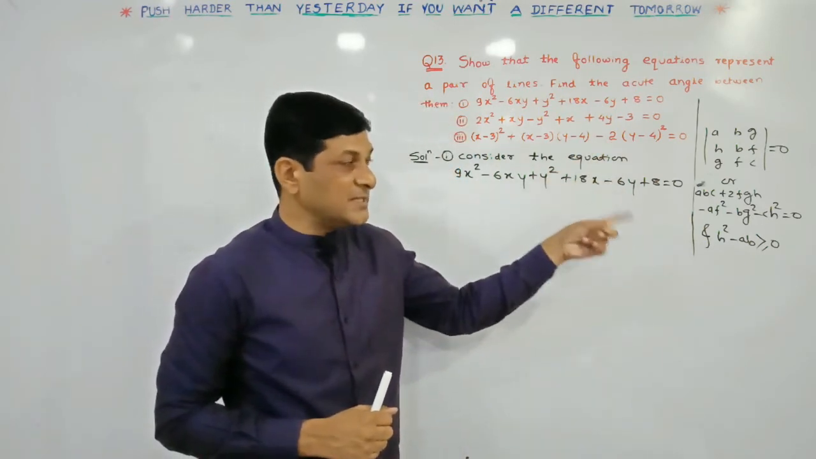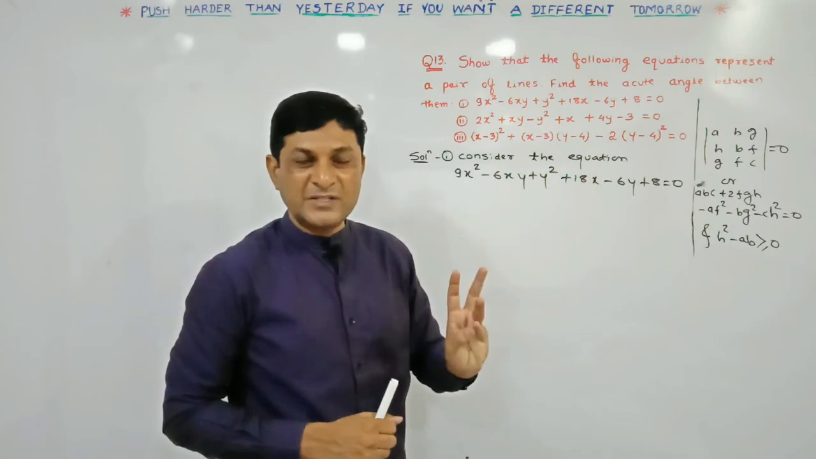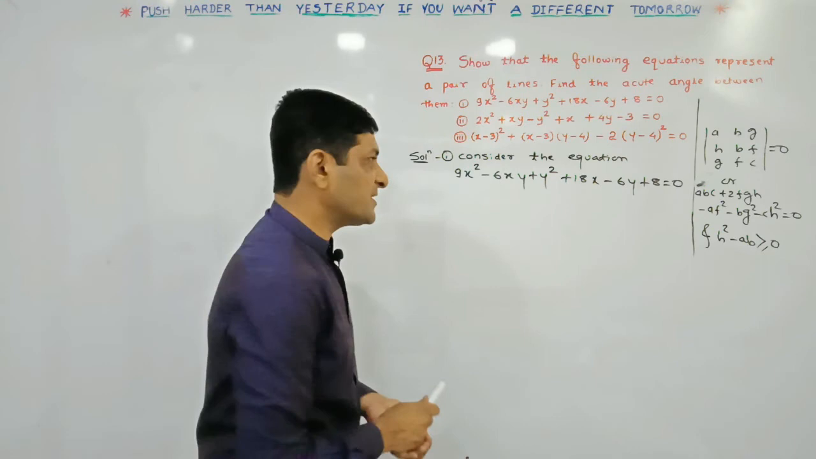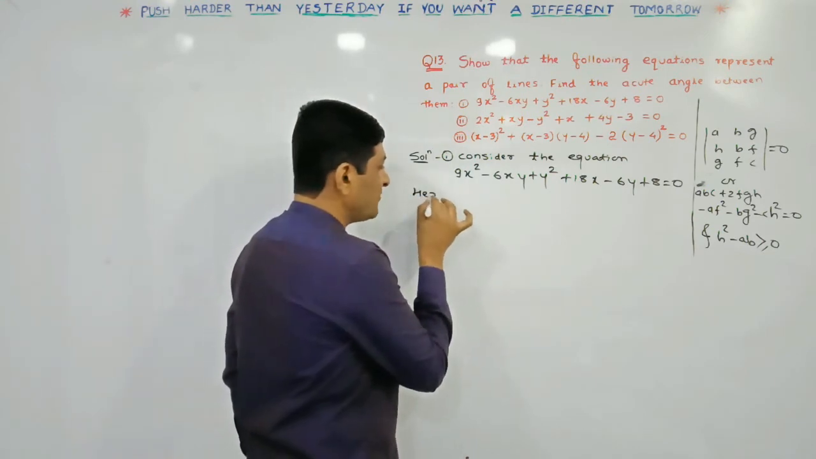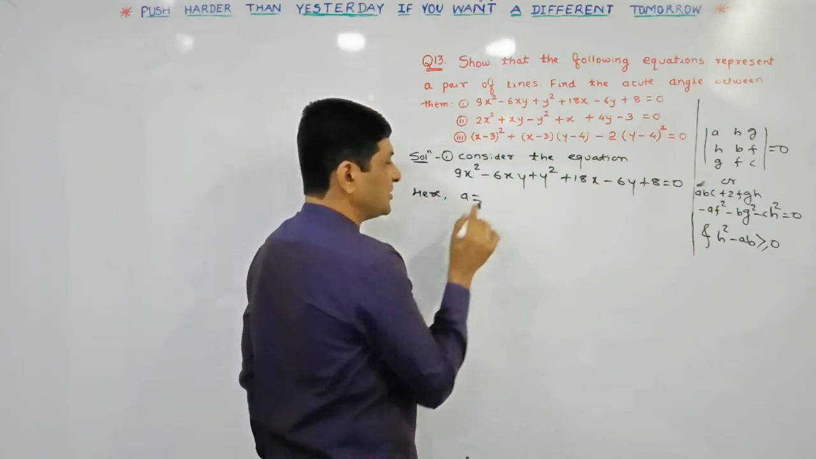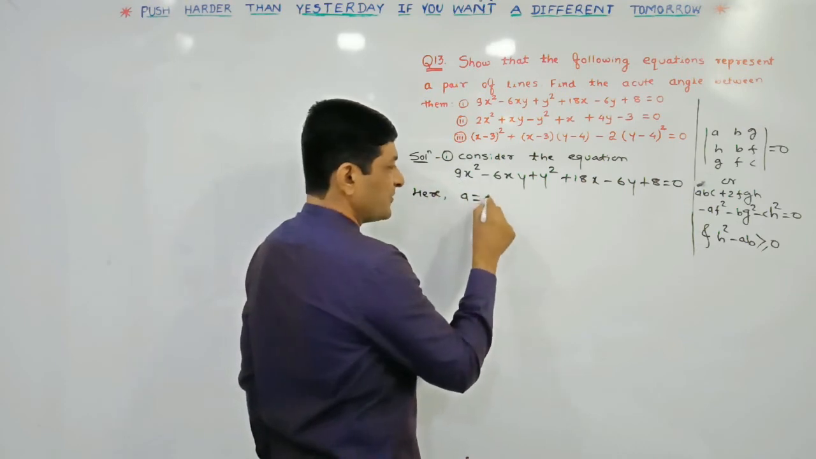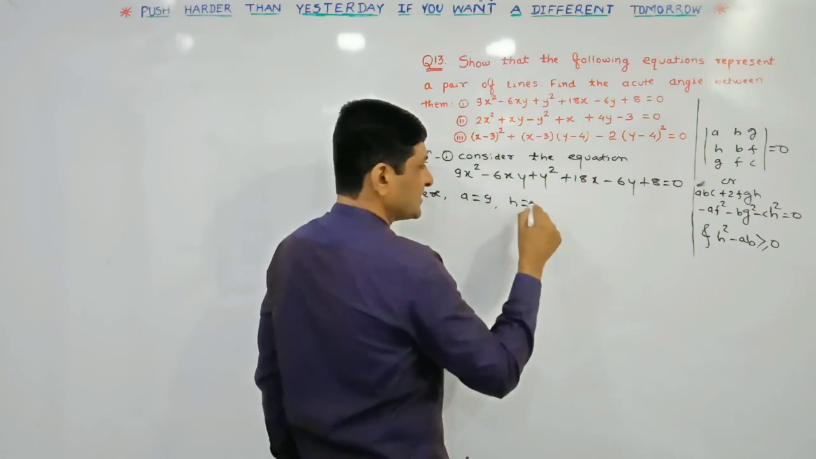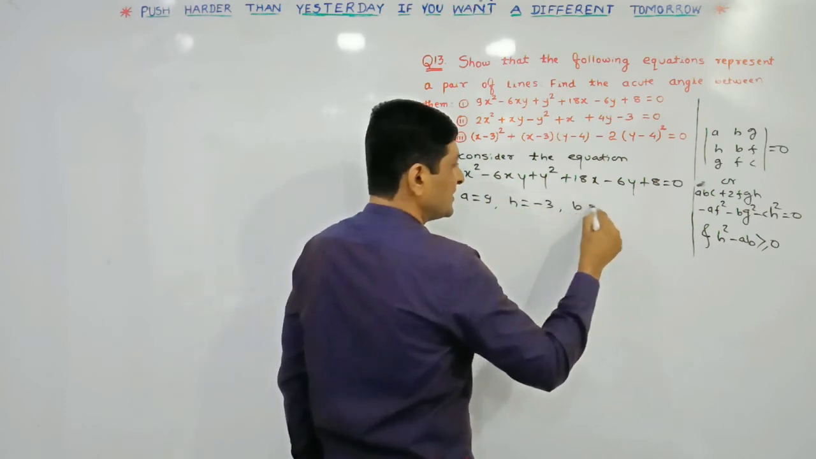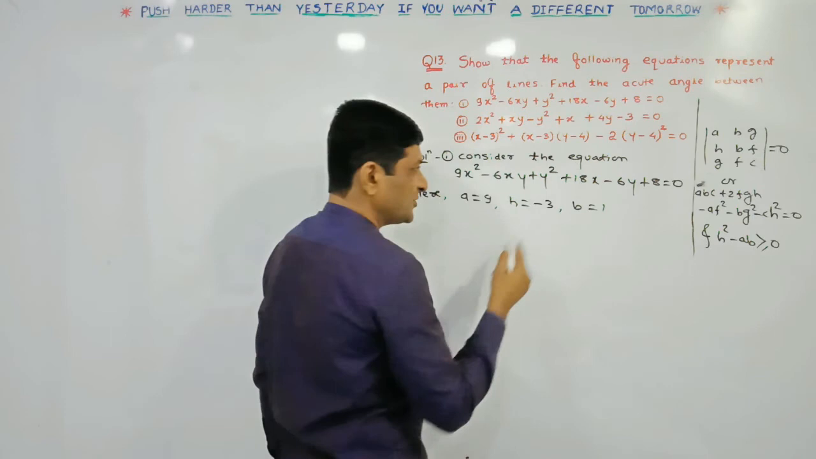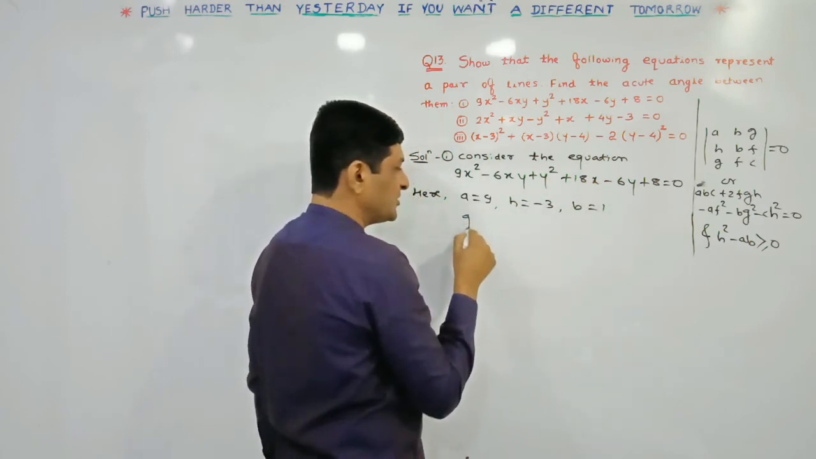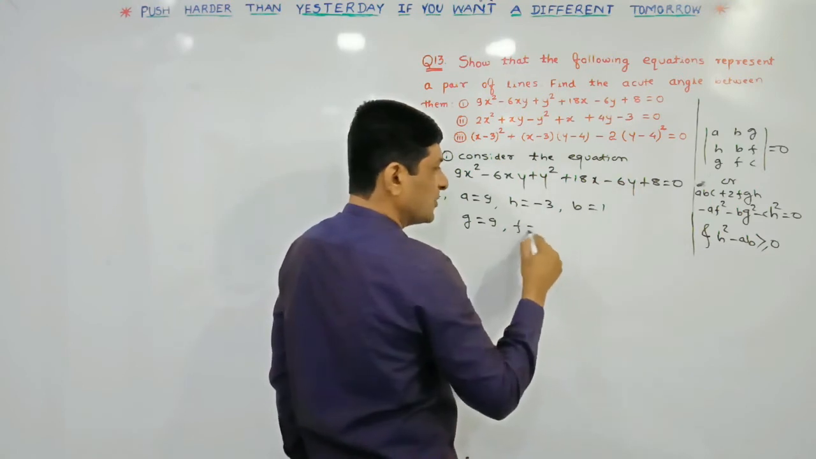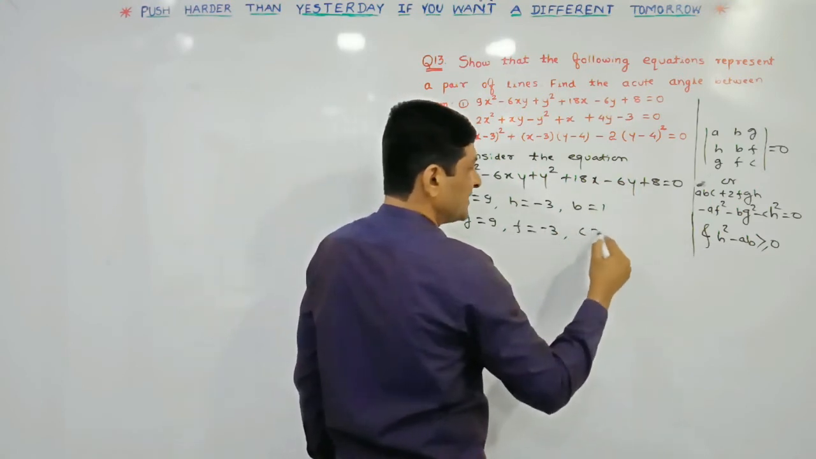To apply this result, we will require the value of a, b, c and h, g, f, which we are able to find out from the given equation. So first let us try to find out value of a, b, c and h, g, f. A means what? Coefficient of x square, that is equal to 9. 2h is equal to minus 6 means h is equal to minus 3. b is coefficient of y square, that is 1. 2g is equal to 18 means g is equal to 9. 2f is equal to minus 6 means f is equal to minus 3 and c is equal to 8.